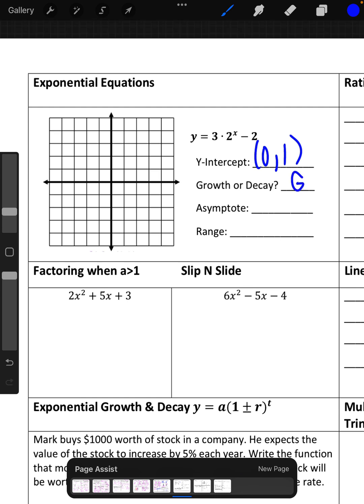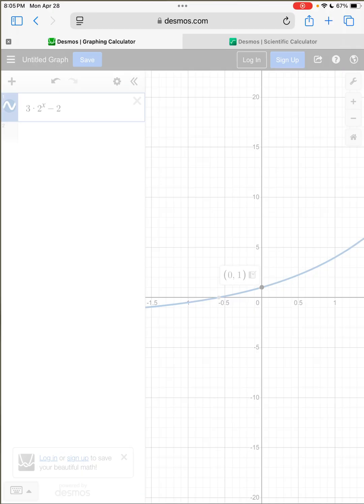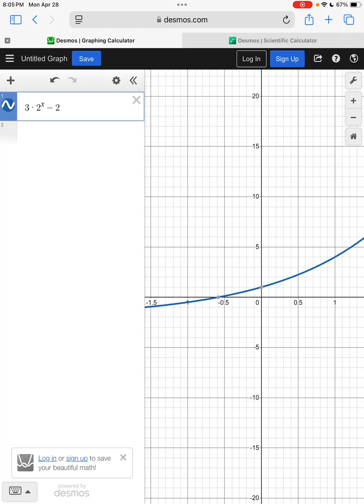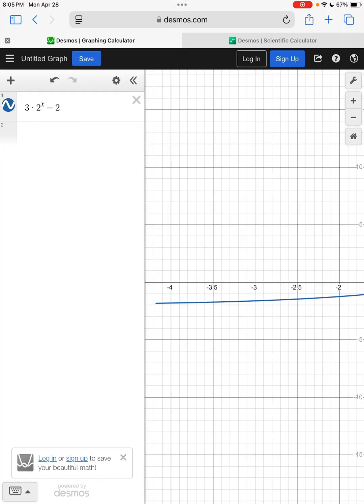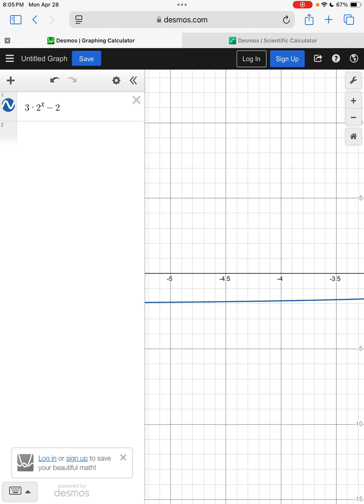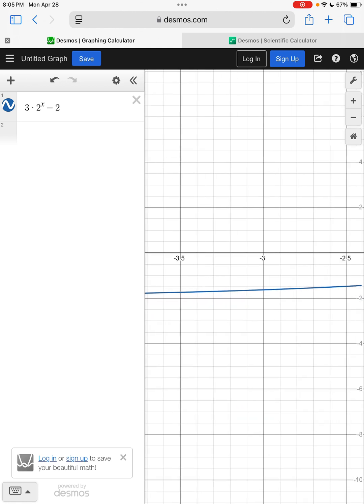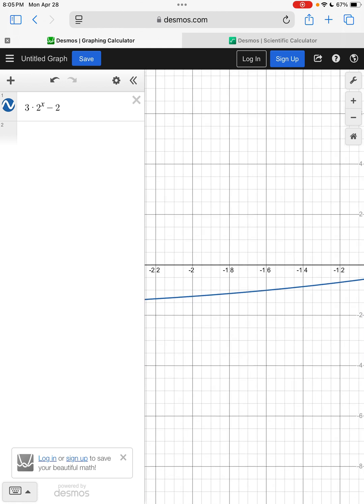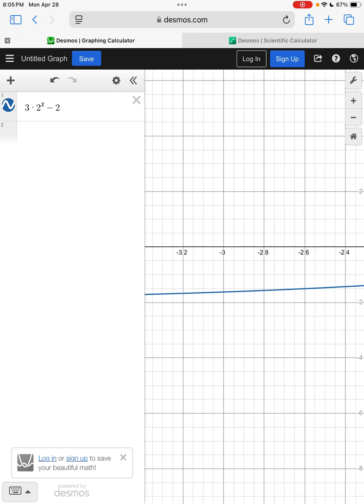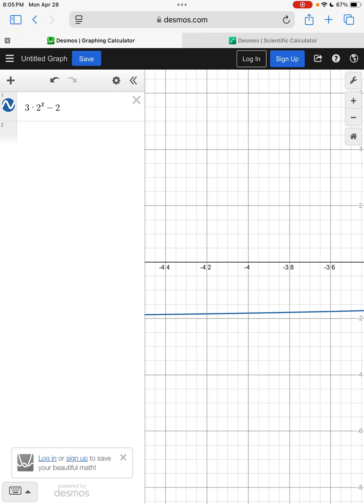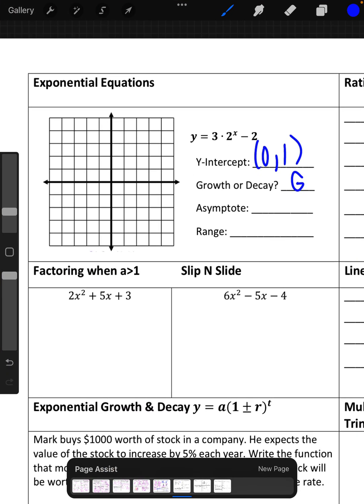So it is growth. It has an asymptote, and remember the asymptote is wherever it looks like it's getting closer and closer to that number, but it's never actually going to hit that number. So it looks like for us that number is going to be -2. So it's getting closer and closer to -2, but it never actually touches -2. So your asymptote is -2. You can even say y equals -2, I guess. But let's just say -2.